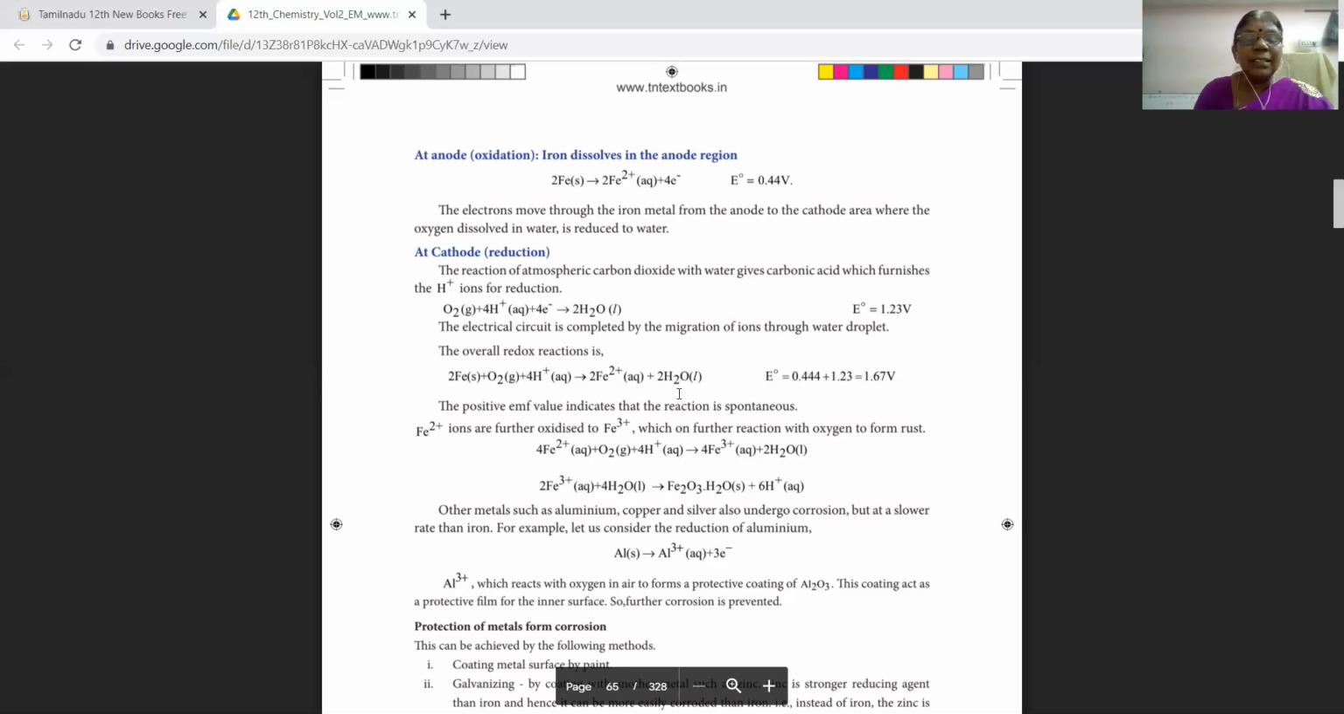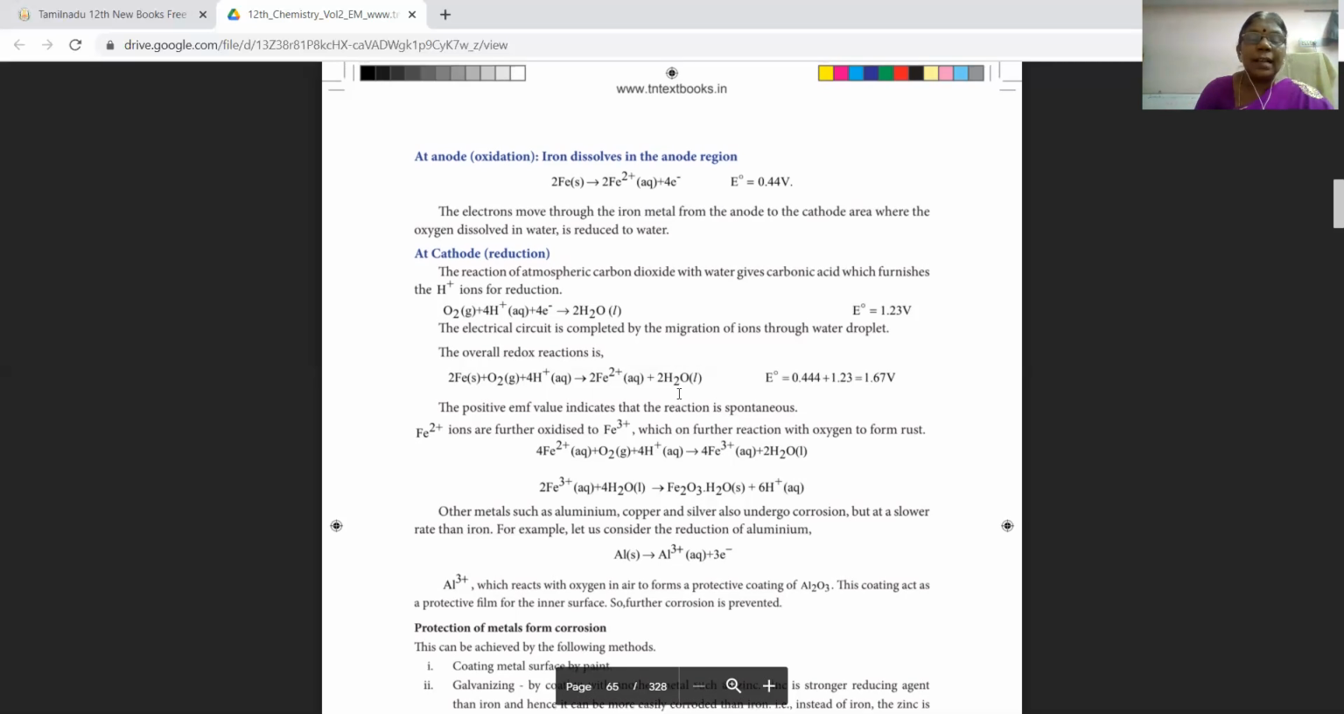Fe2 plus ions are further oxidized to Fe3 plus, which on further reaction with oxygen forms rust. The reaction is 4Fe2 plus plus O2 plus 4H plus gives 4Fe3 plus aqueous plus 2H2O liquid. That is, 2Fe3 plus plus 4 water molecules gives Fe2O3 with 1 molecule of water, that is iron oxide monohydrate, plus 6H plus aqueous.